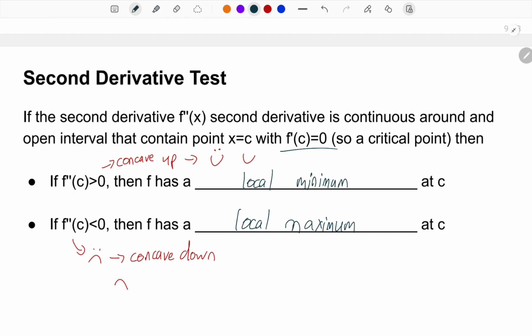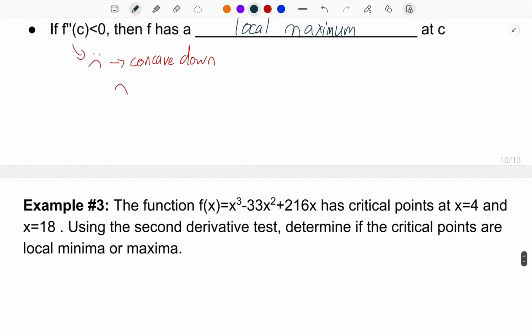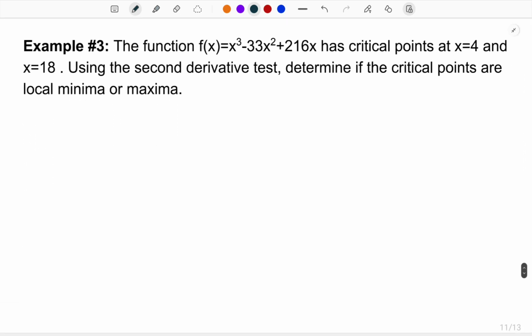All right, so there we have it, the second derivative test. Very handy. You don't have to actually use it. We do know about the first derivative test, checking the slopes on either side, but this is another way to check if something is a local max or minimum. So let's try this out for a couple of questions.